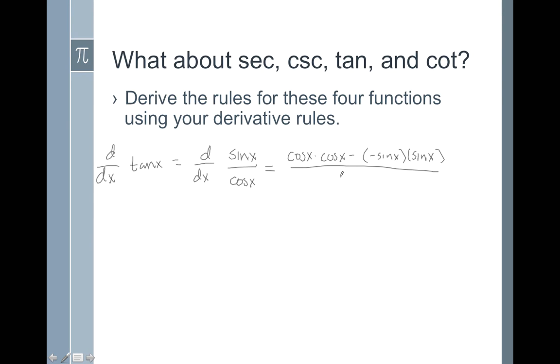all over bottom squared. Well, we need to simplify this and remember some of our trigonometry that we learned last year. Cosine squared is that first one. Minus minus makes plus. Sine squared over cosine squared. And we know that sine squared plus cosine squared is 1.